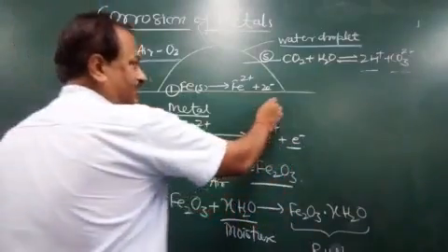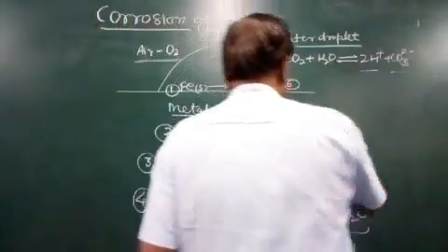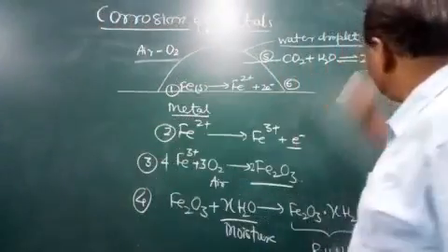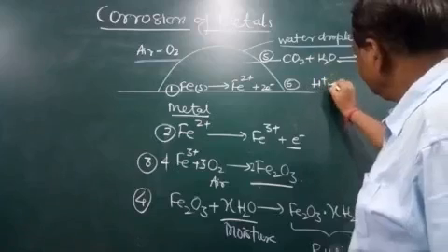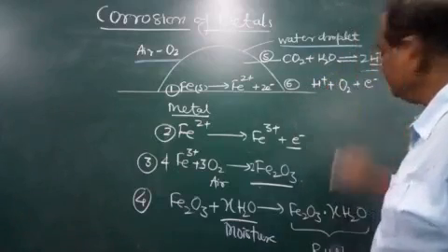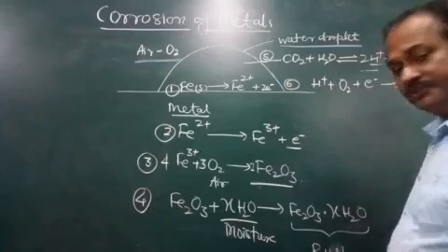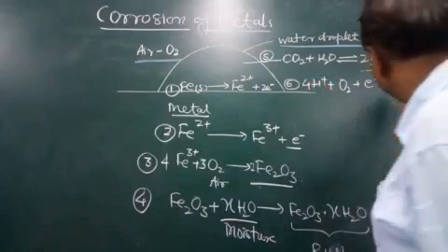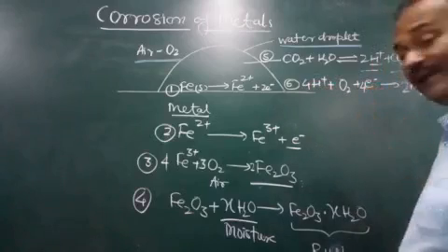Now the sixth reaction is also there. The hydrogen ions produced again combine with the electrons and there is the formation of water. And if we balance, there will be the balanced equation.